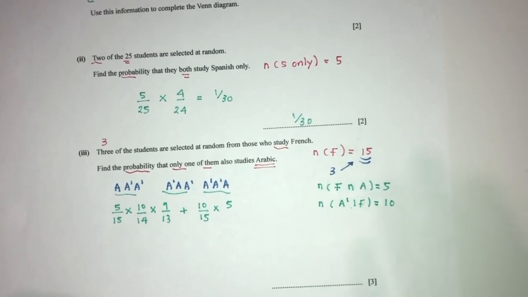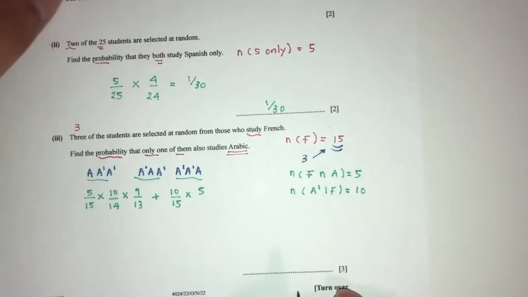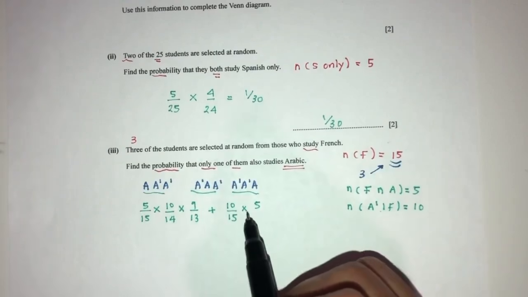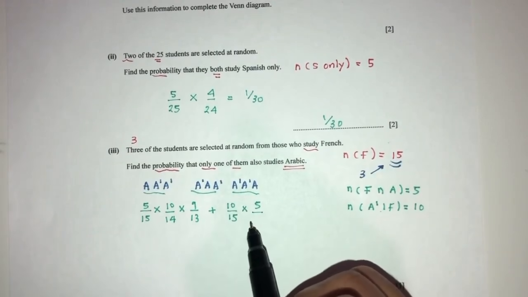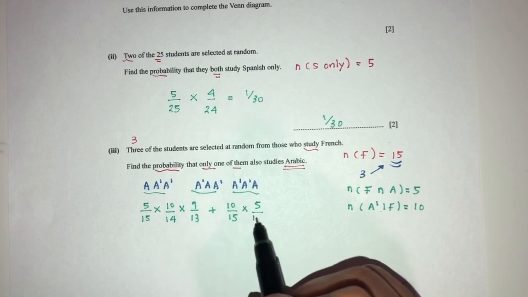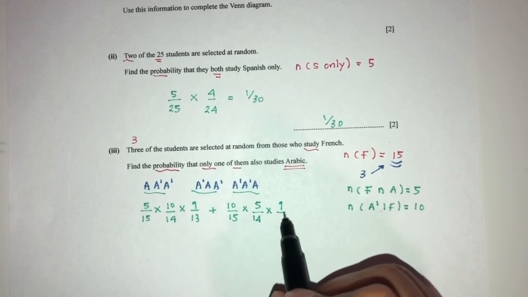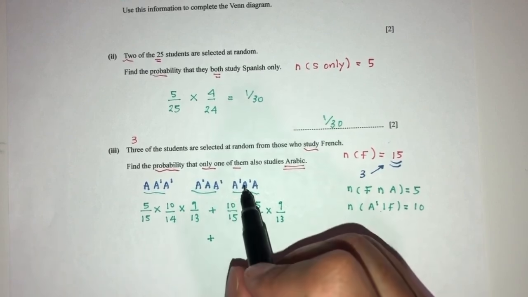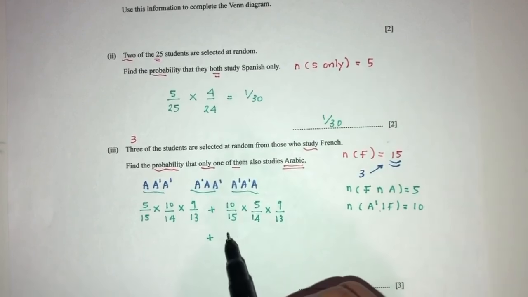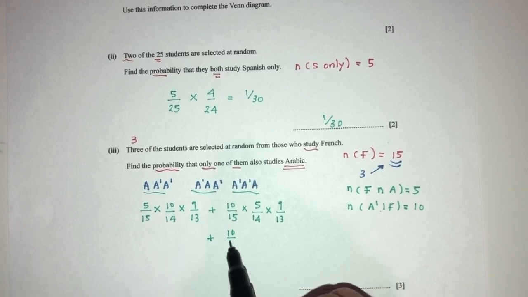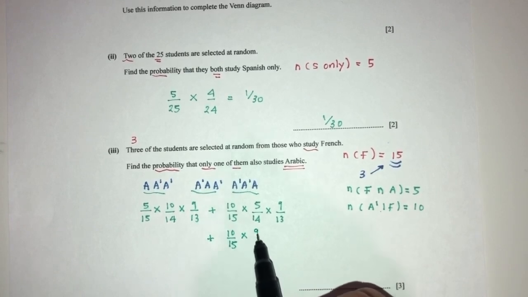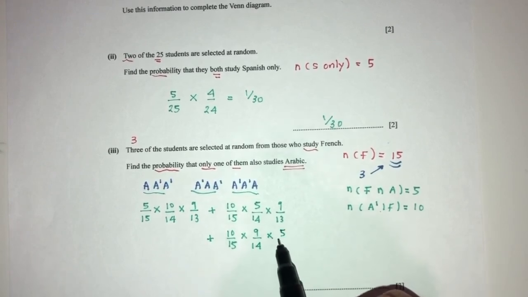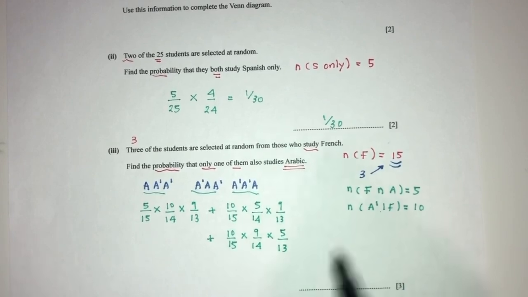Okay, just to make our life easier, this is where we're getting our values. Again, we're using the Venn diagram here to find those values. Nothing is magic. So not will be 5 over 15, Arabic will be 5 over 14, and then 9 over 13. And finally, here we have A prime, which is not Arabic, which is again 10 over 15. Not Arabic, 9 over 14, and then we have 5 over 13, which is Arabic, 5 over 13.